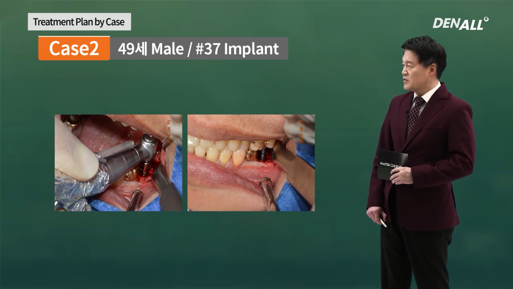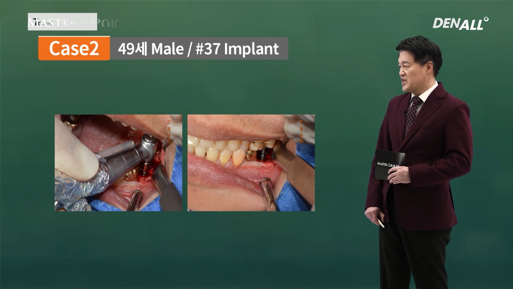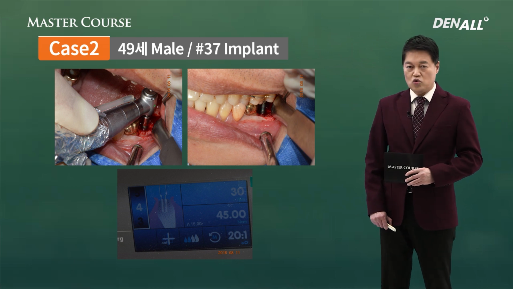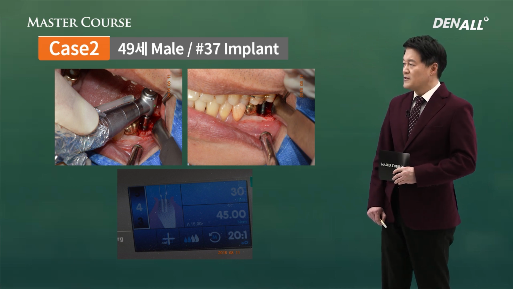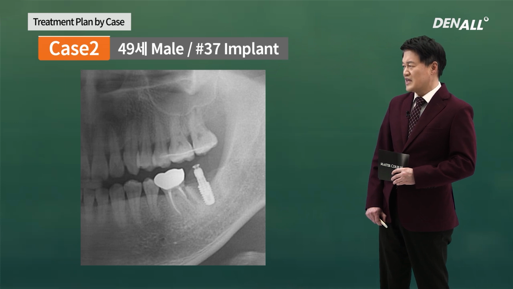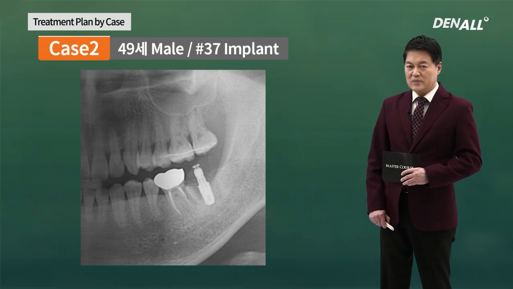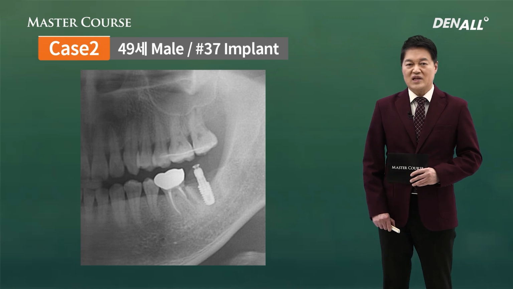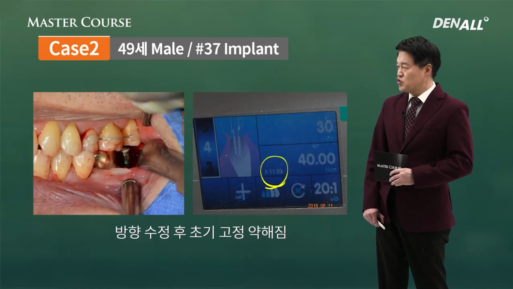Mount is connected, and you check the placement position and depths. The torque value is 15 Newtons. After you place the implant, it's slightly tilted towards distal, so the fixture was removed and you slightly tilted it mesially. I didn't do additional drilling, but just adjusted the direction of the implant. After changing the direction, the torque decreased slightly and it was 10 Newton centimeters.